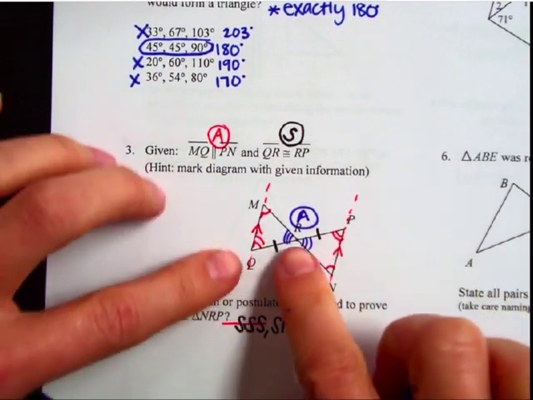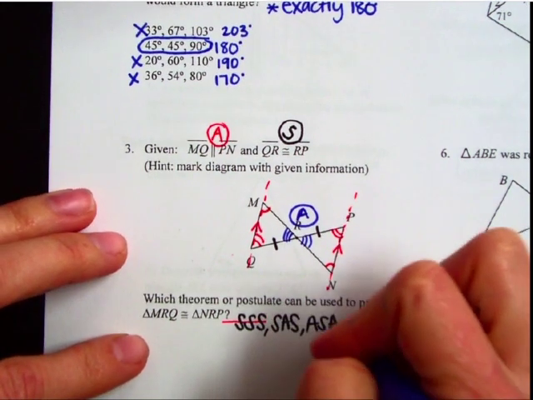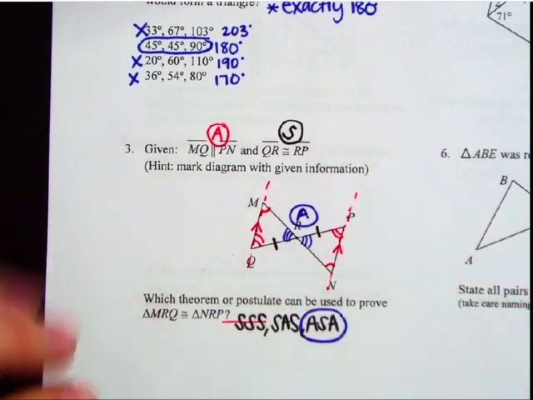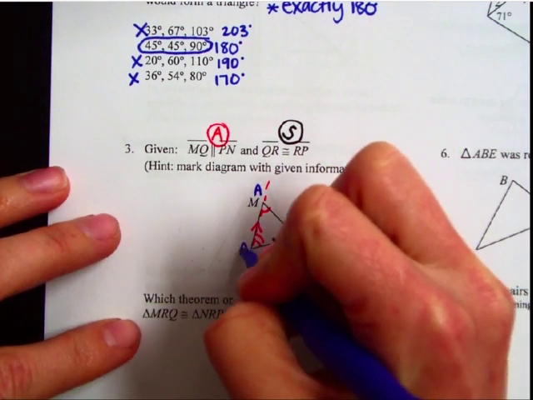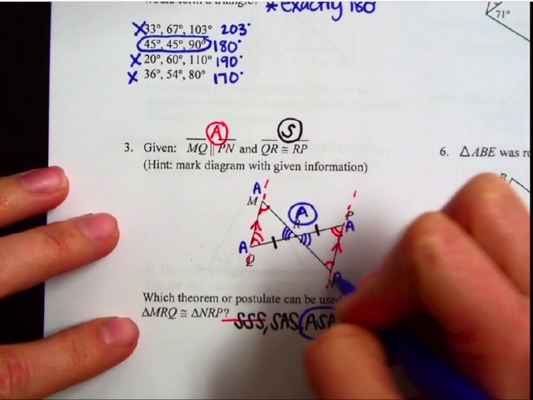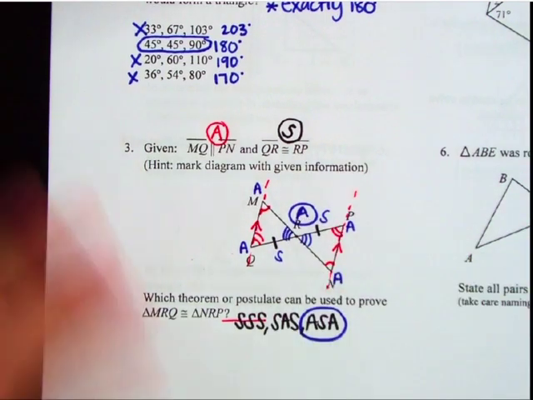We have two pairs of angles and the included side. Okay, so we are using ASA. And then sometimes we like to mark them like this: all of the pairs of congruent angles, plus the sides. So you see ASA a little clearer.